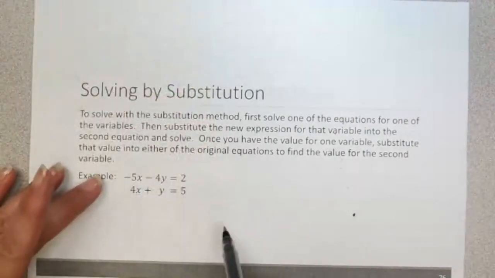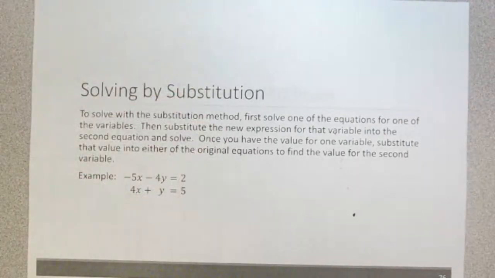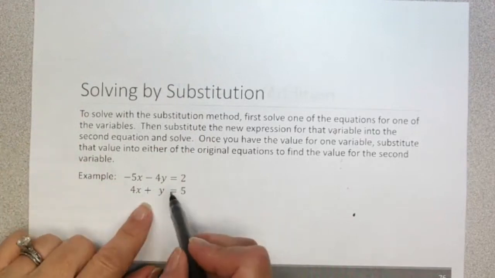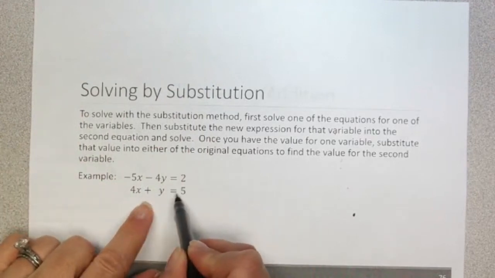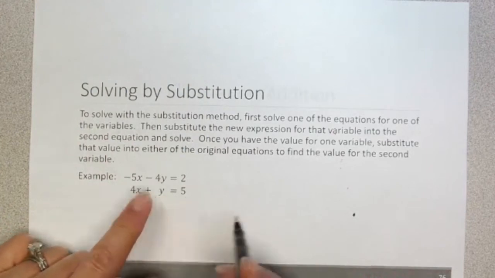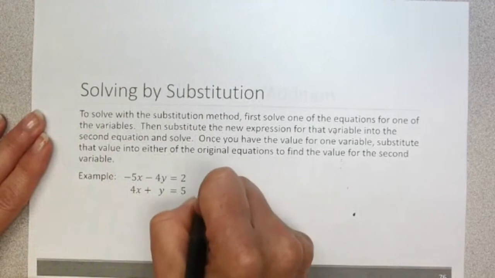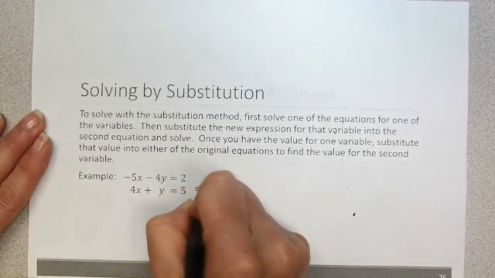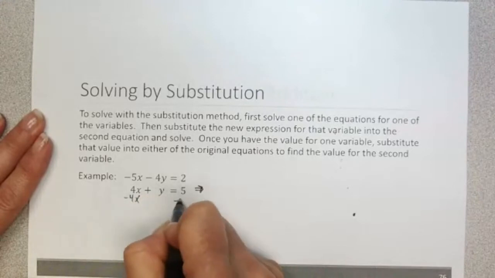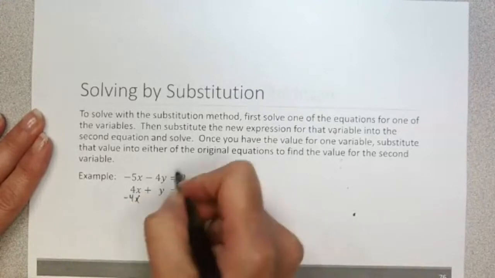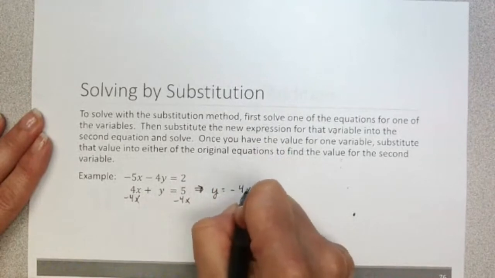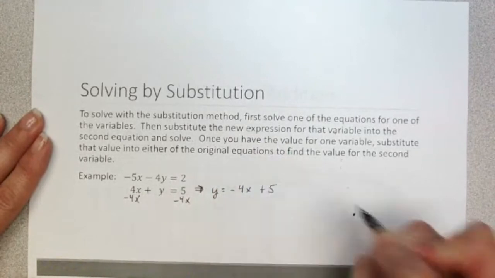All right, so which equation should I work with? Well, I'm just going to choose the easiest. I think the easiest thing to do here is to solve the second equation for y, because I only have to do that in one step. If I just move that 4x over, then I have that equation solved for y. So let me do that. I'll just subtract the 4x from both sides. Okay, and then that gives me y equals -4x plus 5.